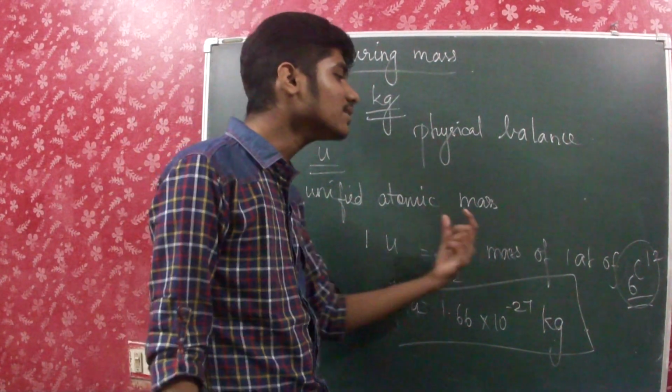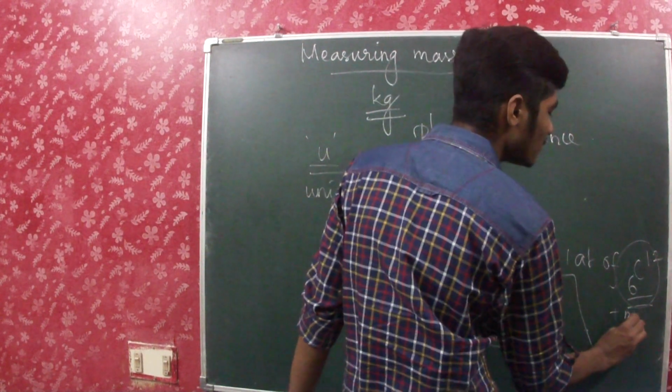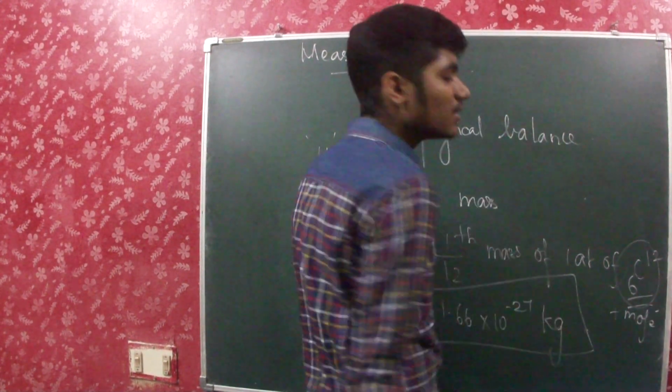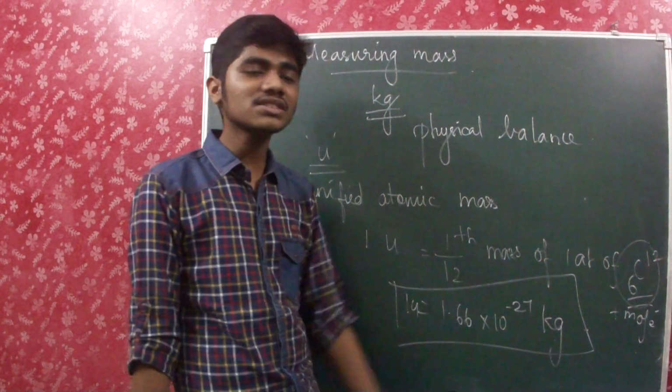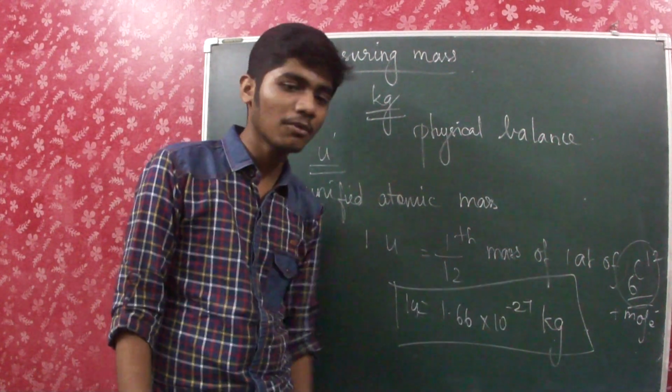So this is 1/12 of the mass of one atom of carbon, plus the mass of electrons if needed, because the mass of electrons is very negligible. If you want, you can add them also.